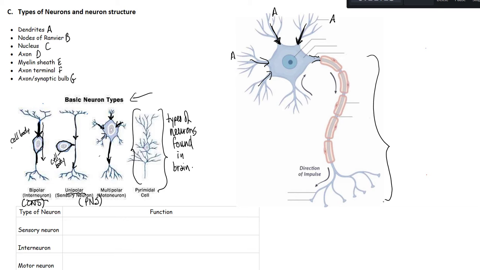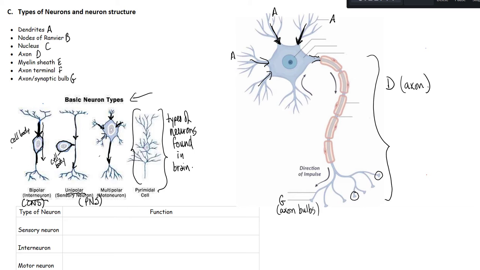It's extending all the way down, and this is the axon, which we'll call D, the axon. One way to tell the difference is that it has these funny bulbs. These are axon bulbs, which is G in your list over there, axon bulbs. So that's one way to tell the difference between axons and dendrites.